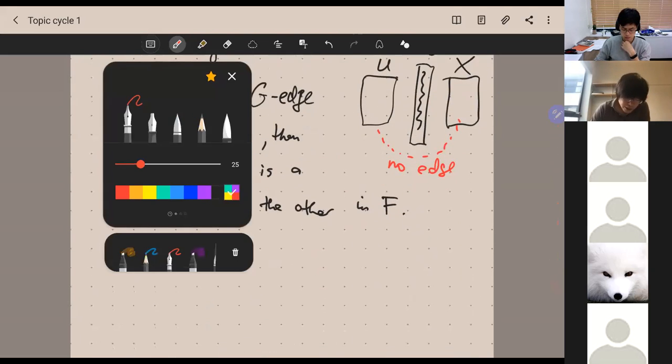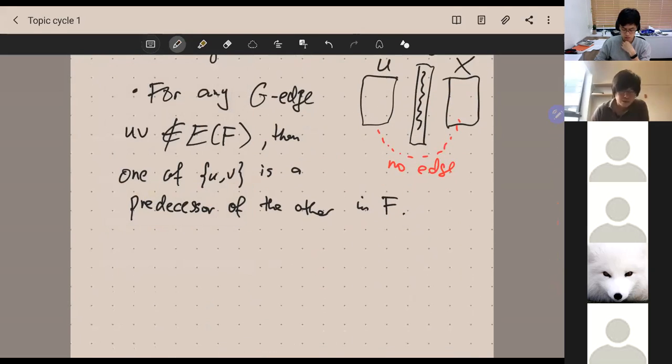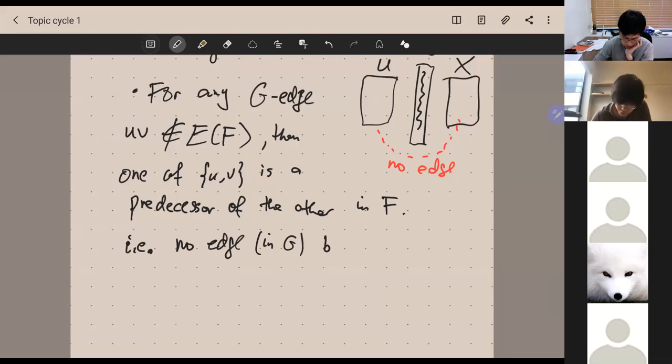So I find it quite interesting that so far we're doing the most basic thing ever. We just write down the algorithm and observe some very straightforward properties. Then suddenly it can give us some very deep results. So in other words, what this means is that there's no edge in G between subtrees with different roots.